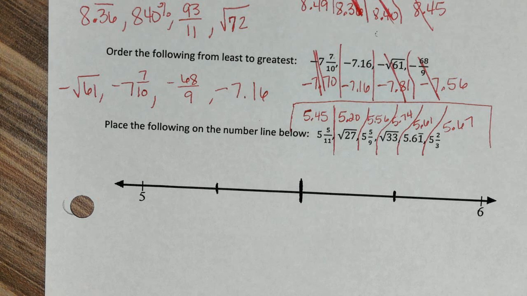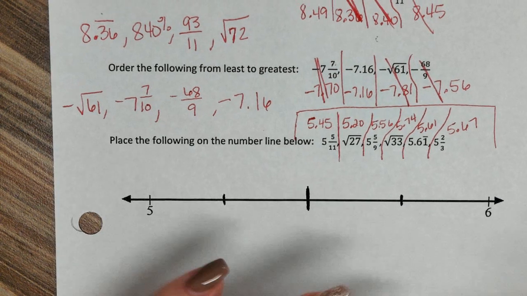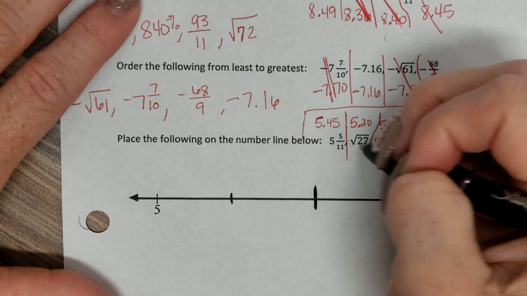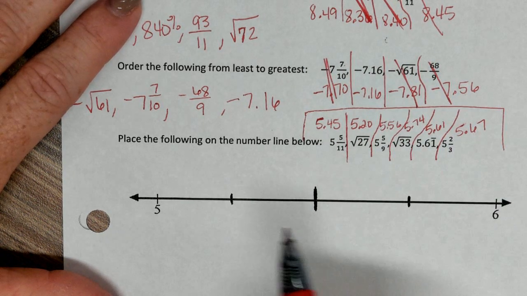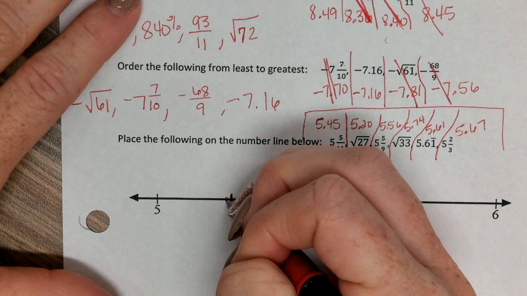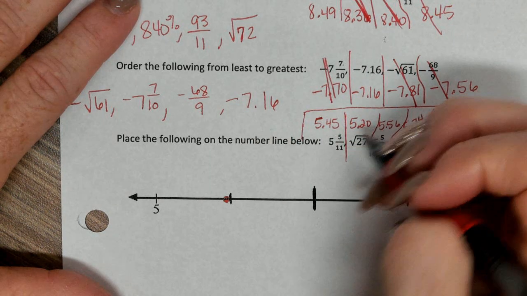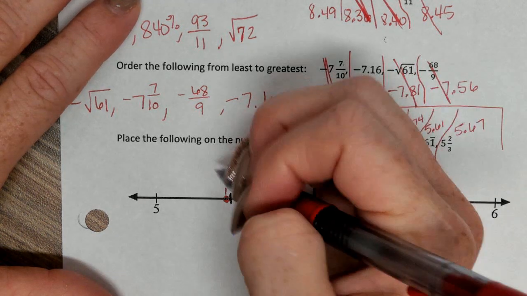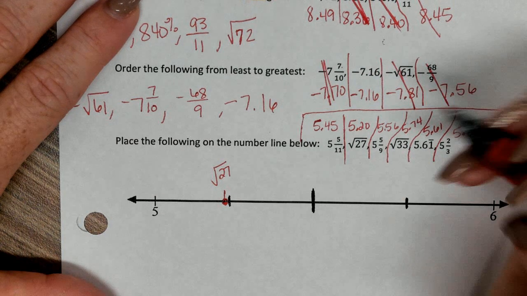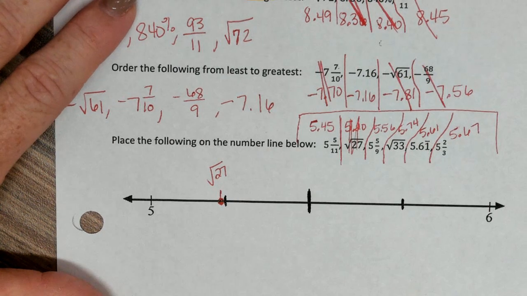I'm going to start with the least. Which one of these is worth the least amount of money? 5.2. This one right here. Okay. If this is 5.25, then 5.20 would go really close to it. And then I would label it as the square root of 27. I would mark it off that I did it.